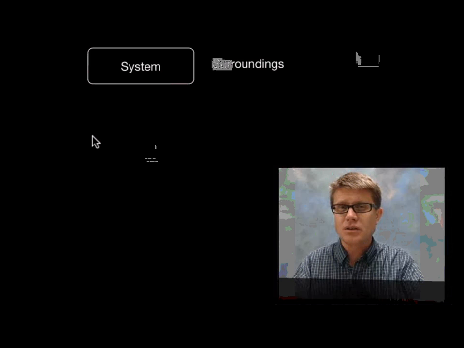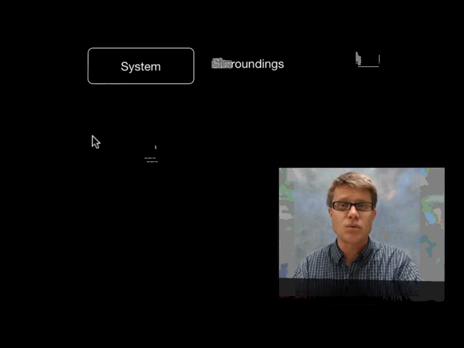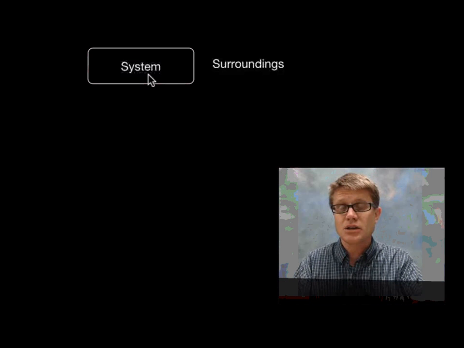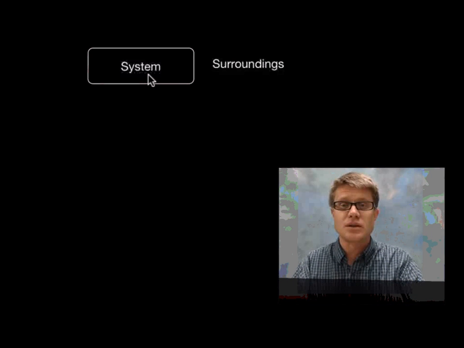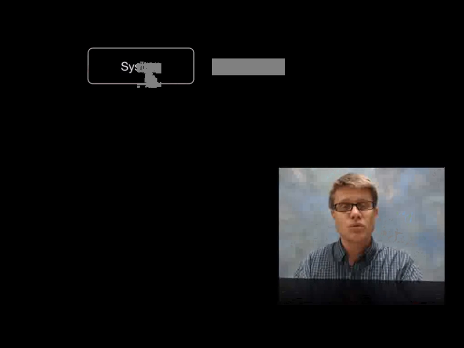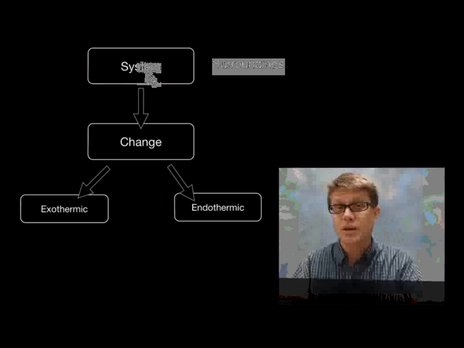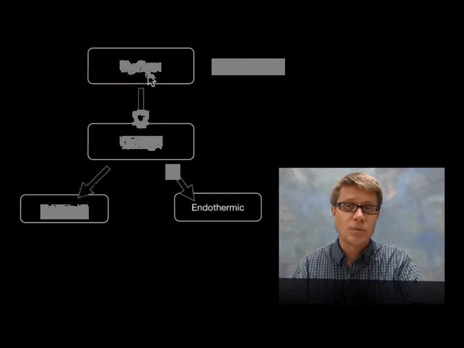And so you really have to understand what is the system and what are the surroundings. In a reaction, the system is going to be where the reaction is taking place, so in the chemicals themselves, and then the surroundings are going to be outside of that. So if we have a change in heat, that's either going to be an exothermic or an endothermic reaction.